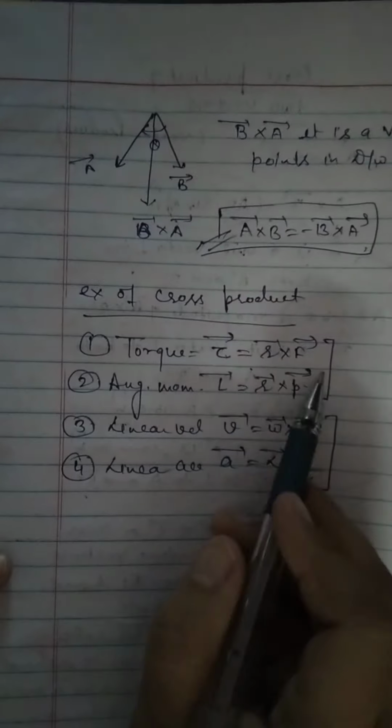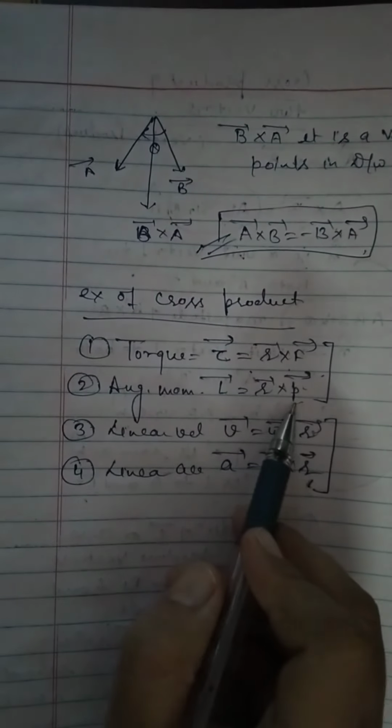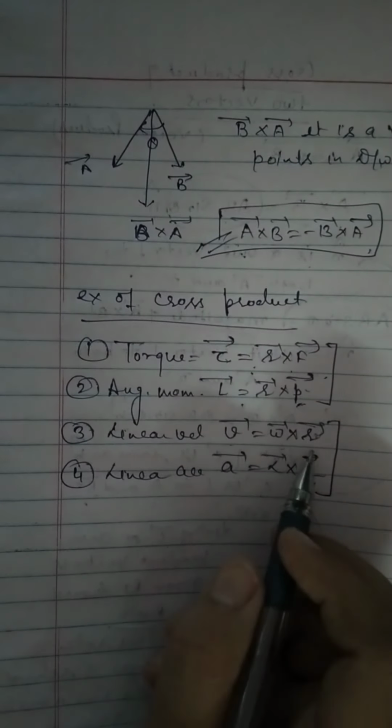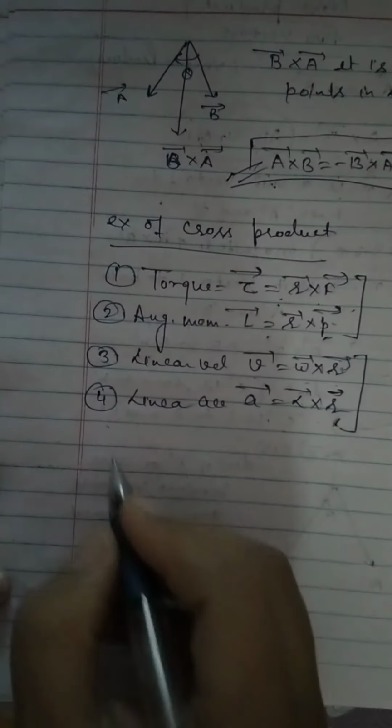Torque is equal to R cross F, where F is force. L equal to R cross P, where P is the linear momentum and R is the radius vector. Linear velocity is V equal to omega cross R. A equal to alpha cross R. Now I am discussing the physical significance.